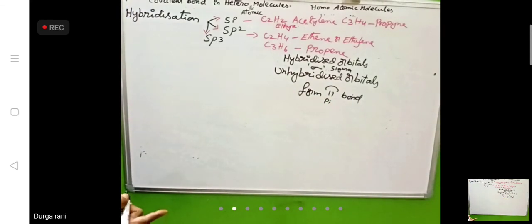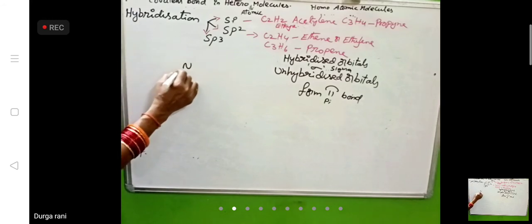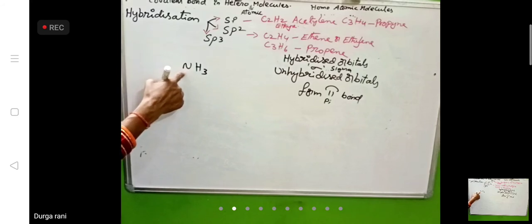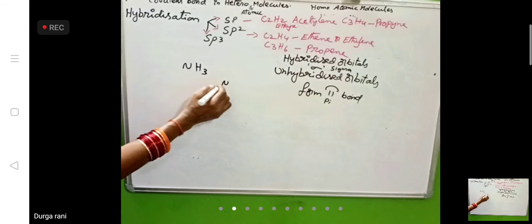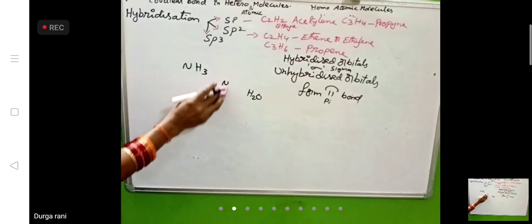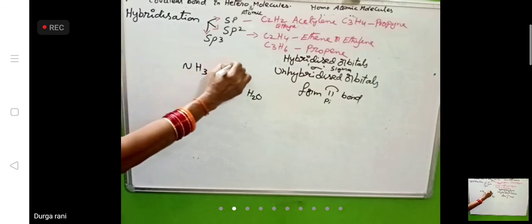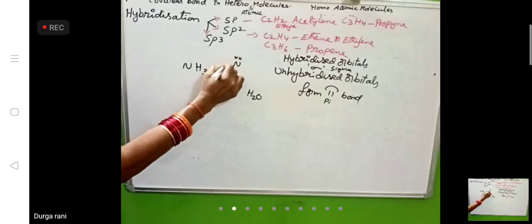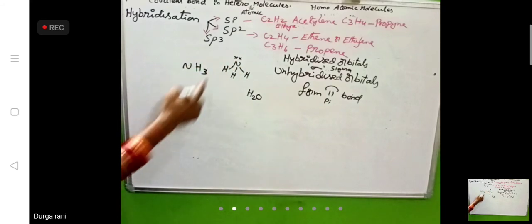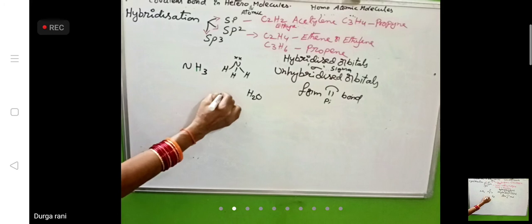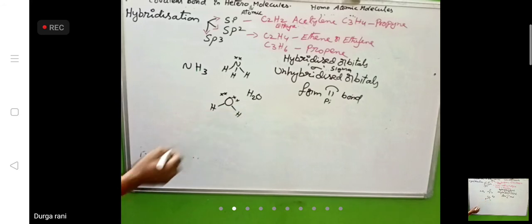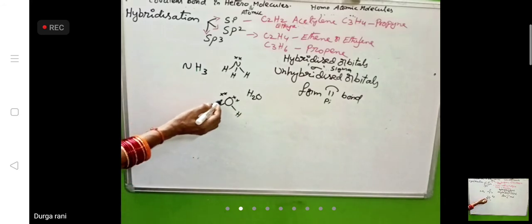Next, always the center atom. If you take NH3 molecule, center atom is the nitrogen. In the ammonia molecule, center atom is nitrogen. In water, oxygen is the center atom. Are you able to catch this point? See, when NH3 molecule is formed like this, the center atom is nitrogen. And in the water molecule, oxygen which is bearing two lone pairs, this is the center atom.